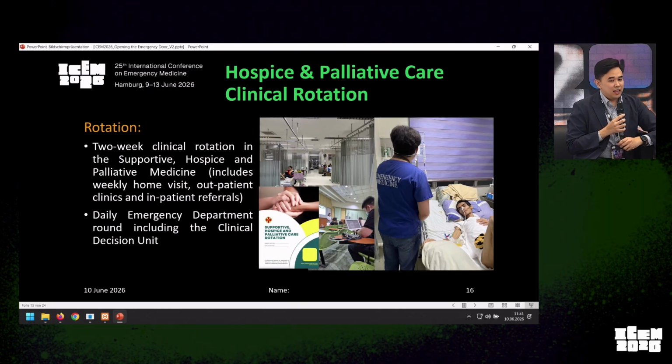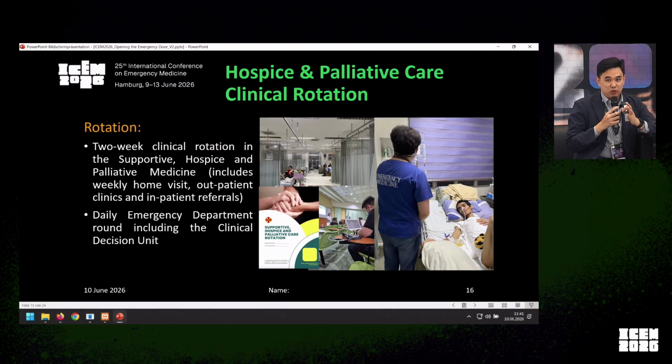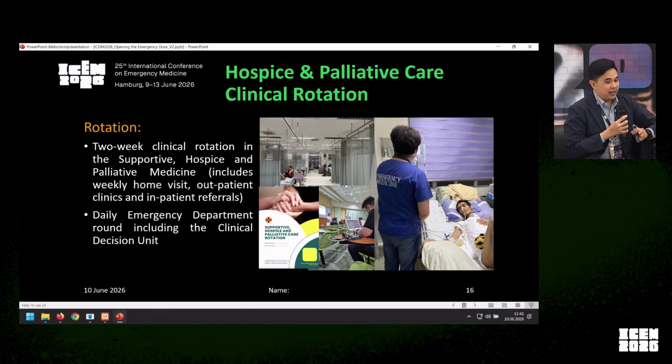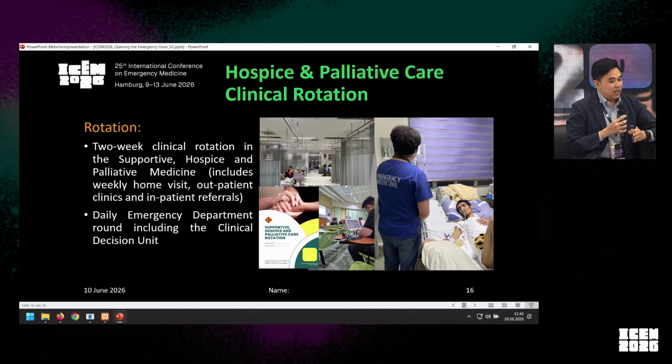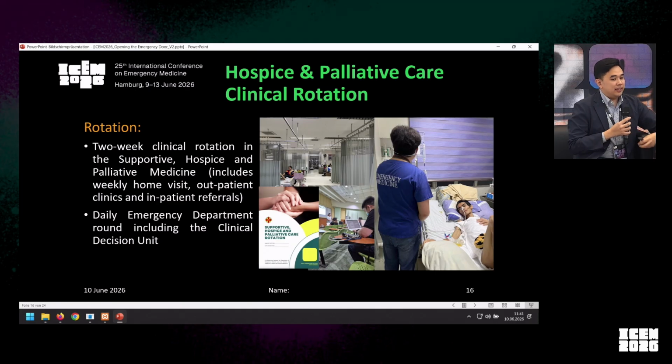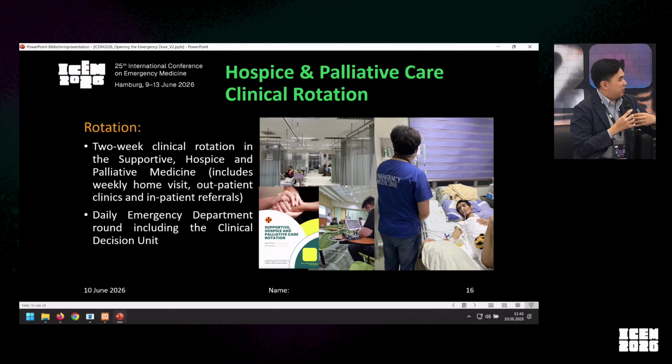Amazing. The next thing is that we actually created a clinical rotation in our own palliative ward. Our residents are able to see patients on an inpatient referral or in the ED. They do rounding, and we actually put some patients in our clinical decision unit.